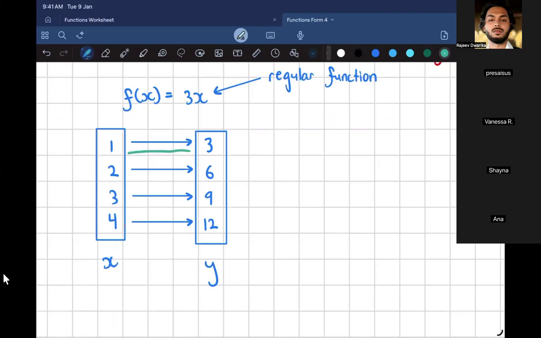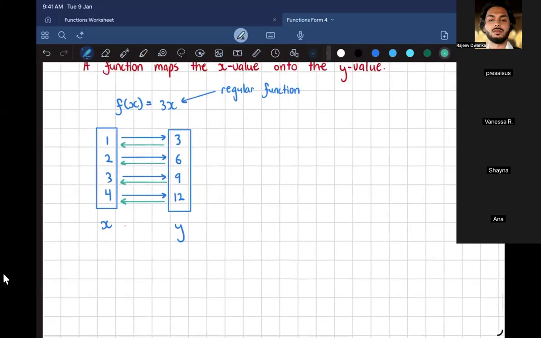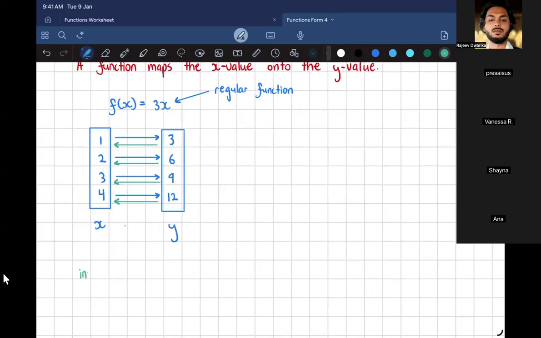So the inverse function, if you put in 3, you'll get 1. If you put in 6, you'll get 2. If you put in 9, you'll get 3. If you put in 12, you'll get 4. So the inverse function maps y values onto x values.